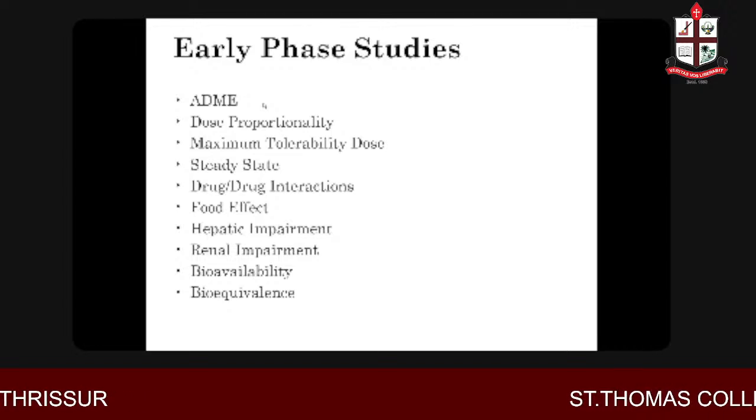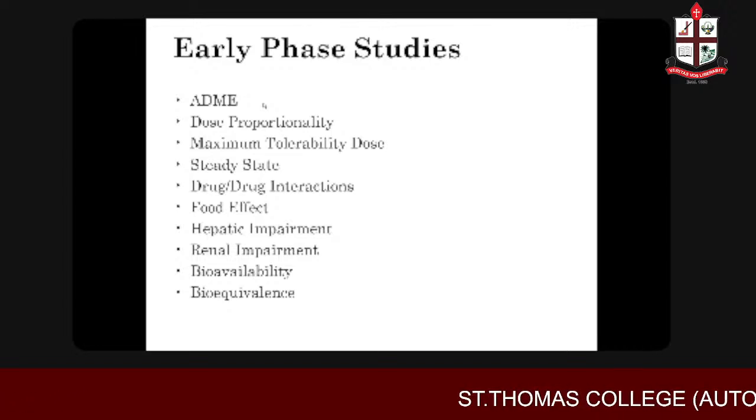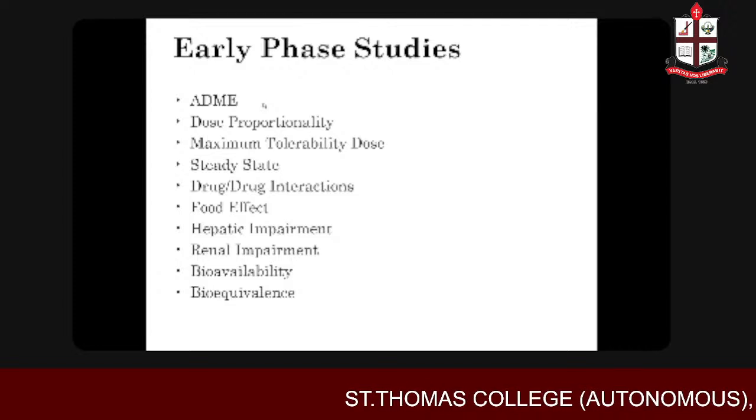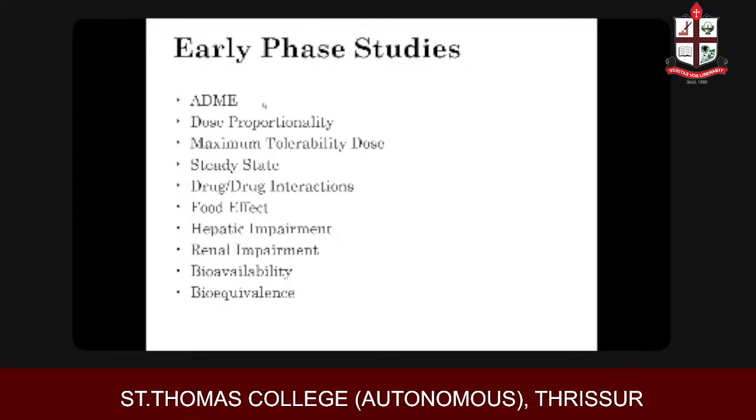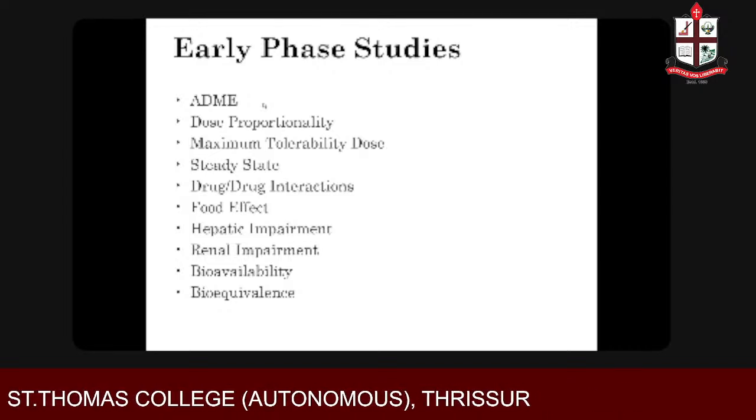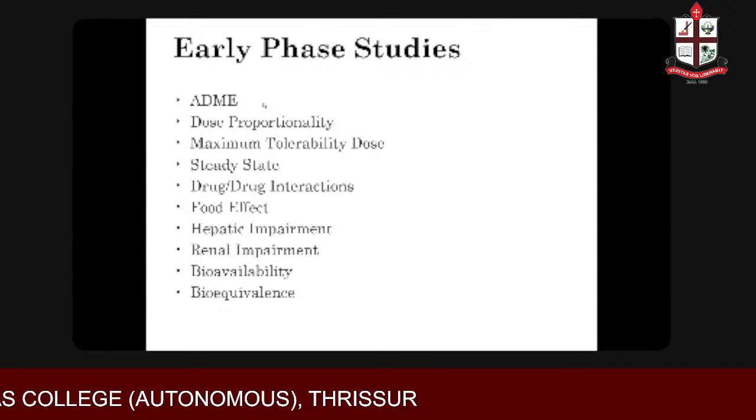So that is one example I just wanted to give. And dose proportionality: whenever there is an increase in the drug, for example, I am increasing the drug from 10 to 20 mg, it should increase the concentration in our body.